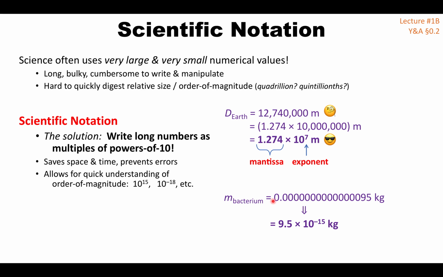This example down here is far worse. I can't really tell at a glance whether this is in the range of billionths or trillionths or whatever. But once we convert it into scientific notation, I see it's actually beyond a trillionth. This is a quadrillionth of a kilogram. So we call this the order of magnitude of that number. This mass of the bacterium is on the order of 10 to the minus 15 kilograms, is what we would say. We would say the diameter of the Earth is on the order of 10 to the 7 meters, or 10 million meters.